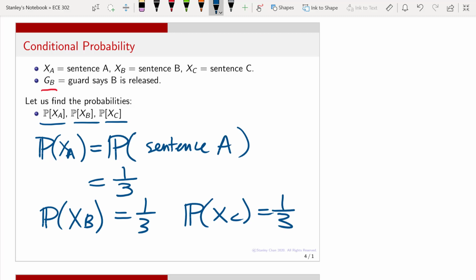All right, so this should be very clear. The probabilities of XA, XB, and XC are all 1/3. So this is one part of the story that we know without the presence or absence of the guard. XA, XB, XC, they all have probability 1/3.